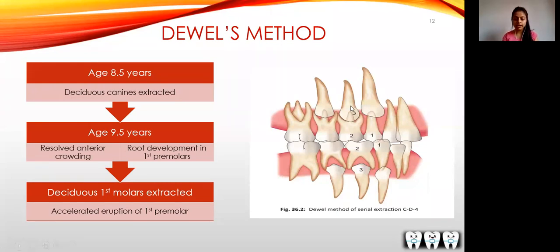And at the age of 9.5 years, we have to check for the root development in the first premolar. If half of the root of the first premolar is developed, which is detected radiographically, then we should go for the extraction of the deciduous first molar, which will cause the accelerated eruption of the first premolar. And again, the first premolar is extracted so that it will create the space and allow for the proper alignment of the permanent canines.